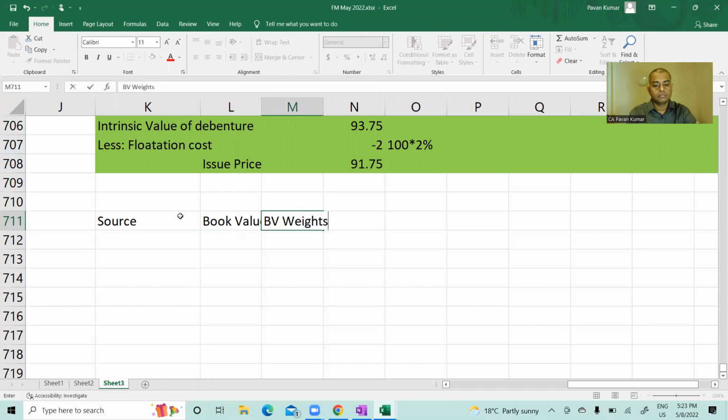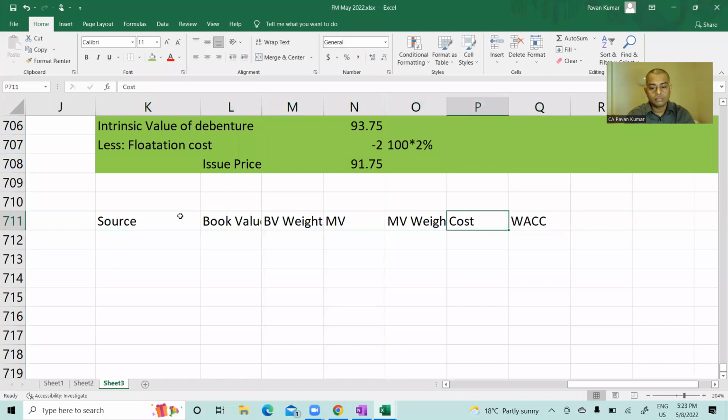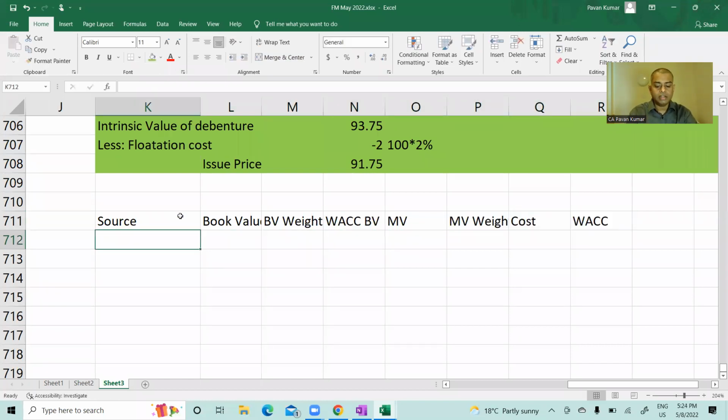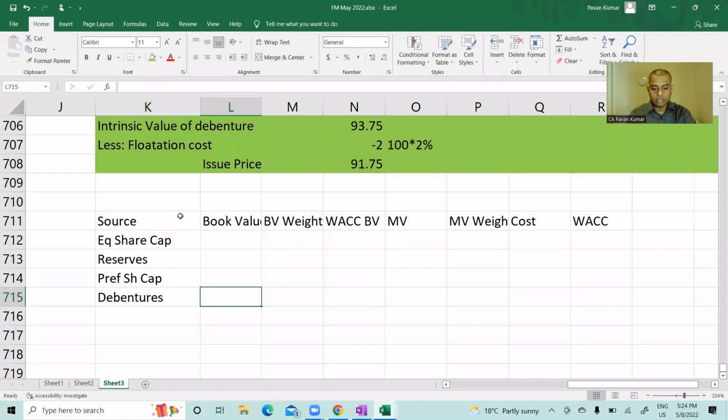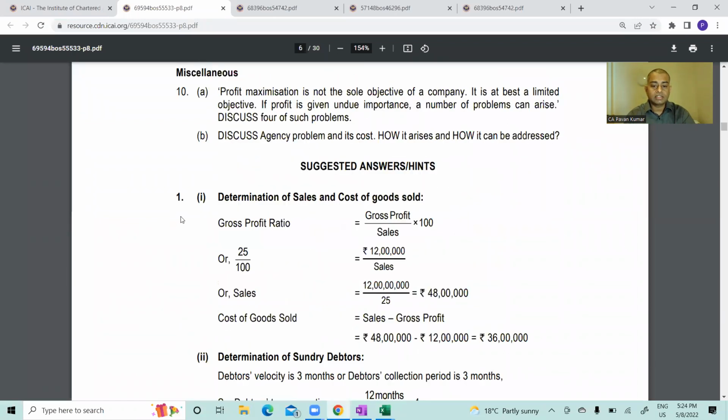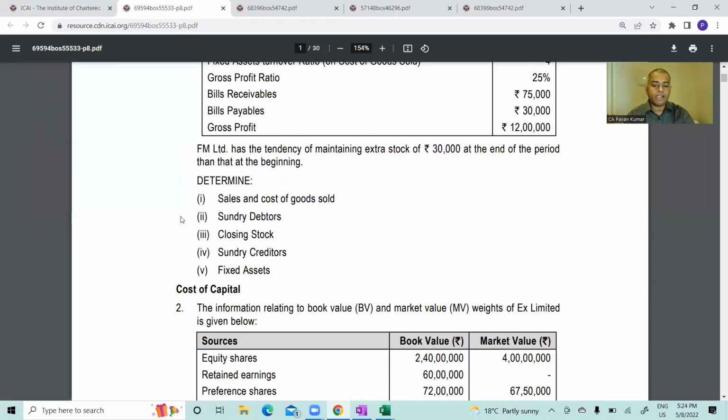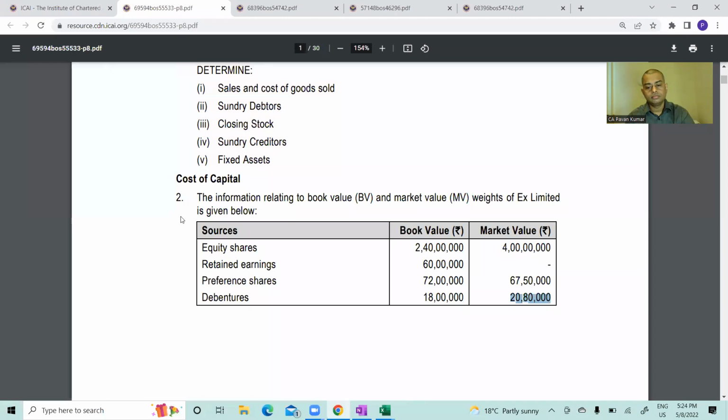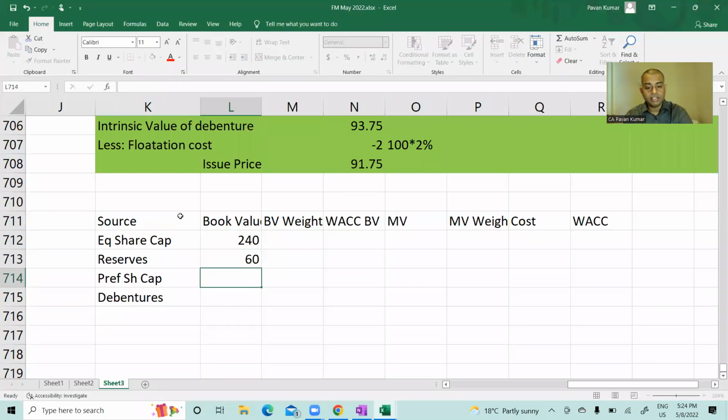Sir, equity. Firstly, share capital is there, then reserves, then preference shares, then debentures. Okay, book values: tell me whatever is given in the question, in lakhs. 240, then 60, then 72 lakhs, then 18 lakhs. So the total is 390, correct? Yes.